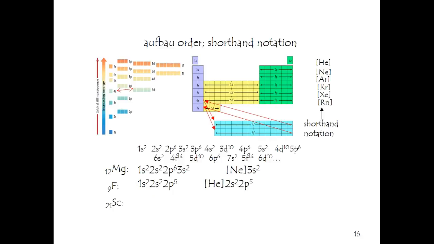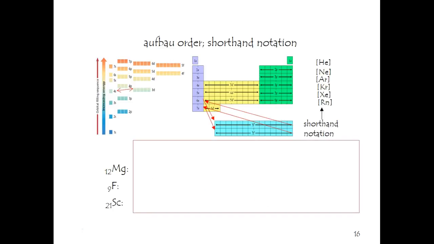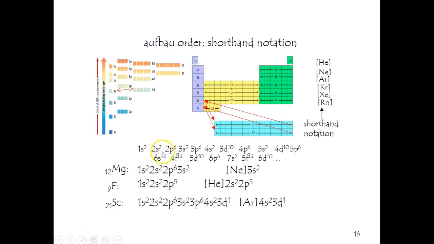Try it for scandium, and we can go all the way out to 18, which is argon. So we then pick up from argon, which went all the way to 3p6, and we just would have to say [Ar] 4s2 3d1. Now you're saving some real time, and for the bigger ones you save even more. So that is the aufbau order with shorthand notation.